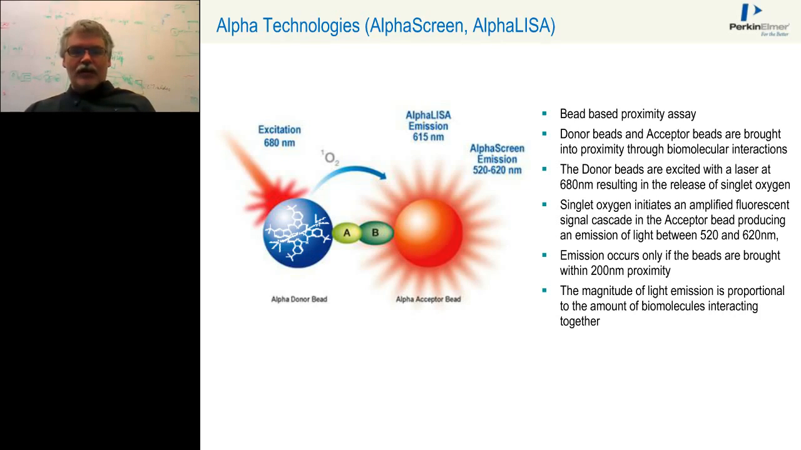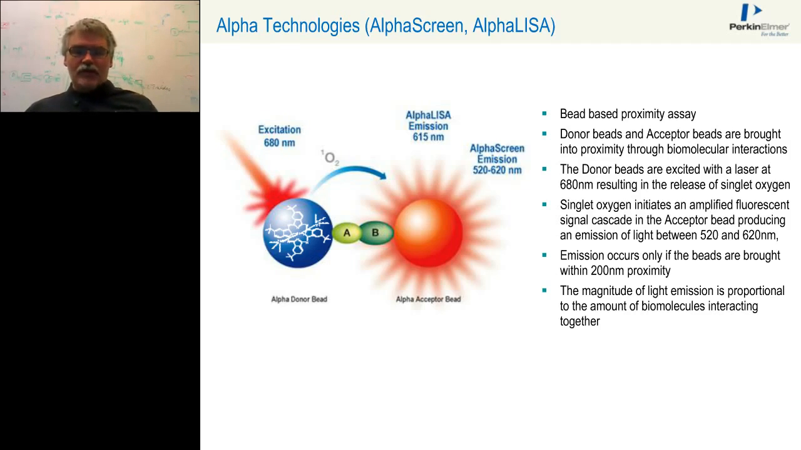When they are brought together, upon excitation of the donor bead with infrared laser, chemicals in the donor bead will generate a quantum state of oxygen called singlet oxygen. This will then diffuse about 200 nanometers to penetrate the acceptor bead. In the acceptor bead, there are chemicals that will react with singlet oxygen to actually generate light. And that light is the output you are going to measure.